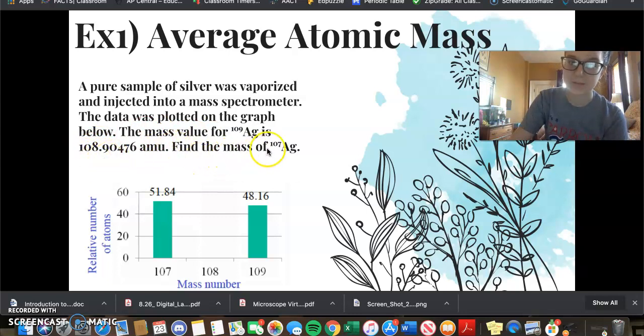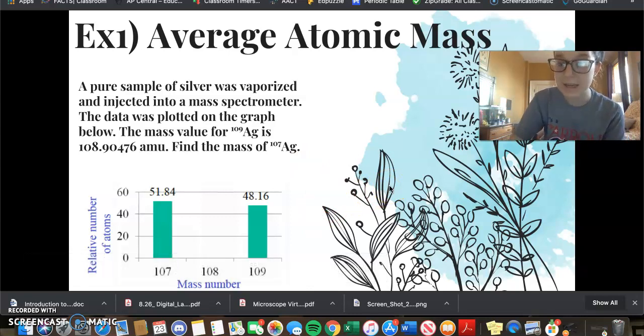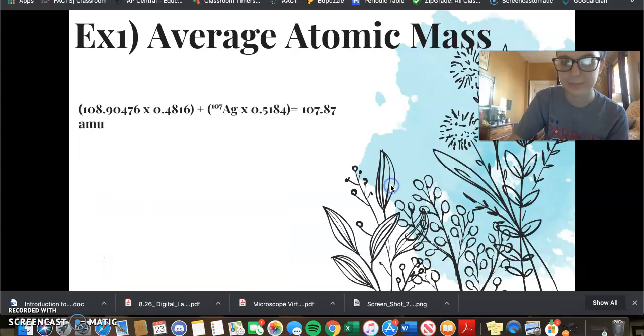We want to find the mass value for silver 107. With this, we do need the periodic table. With the periodic table, we know the average atomic mass, or the atomic mass that's reported on the periodic table for silver. So that is going to be the value that we use when the weighted average is found, essentially. So we can use that because it's given on the periodic table. And again, the relative number of isotopes is going to be the same with any given sample.